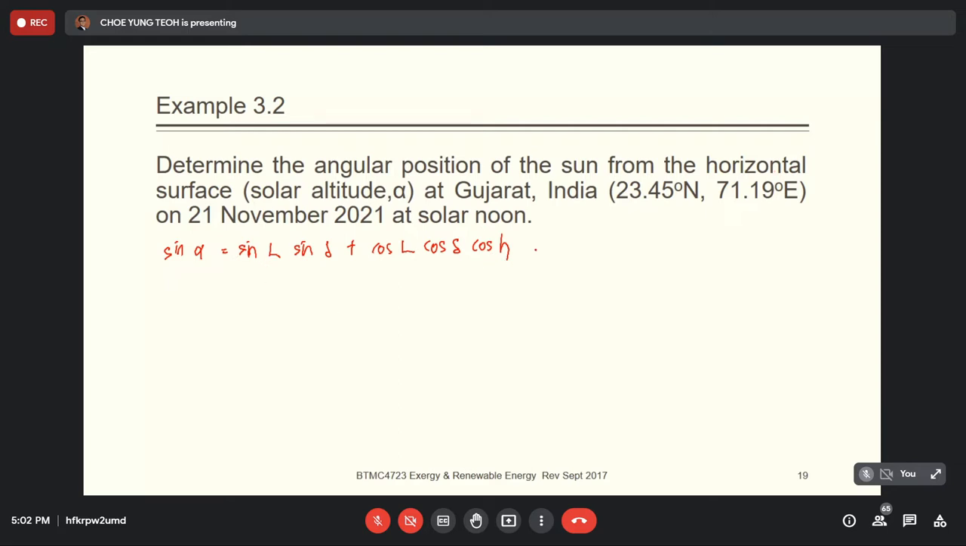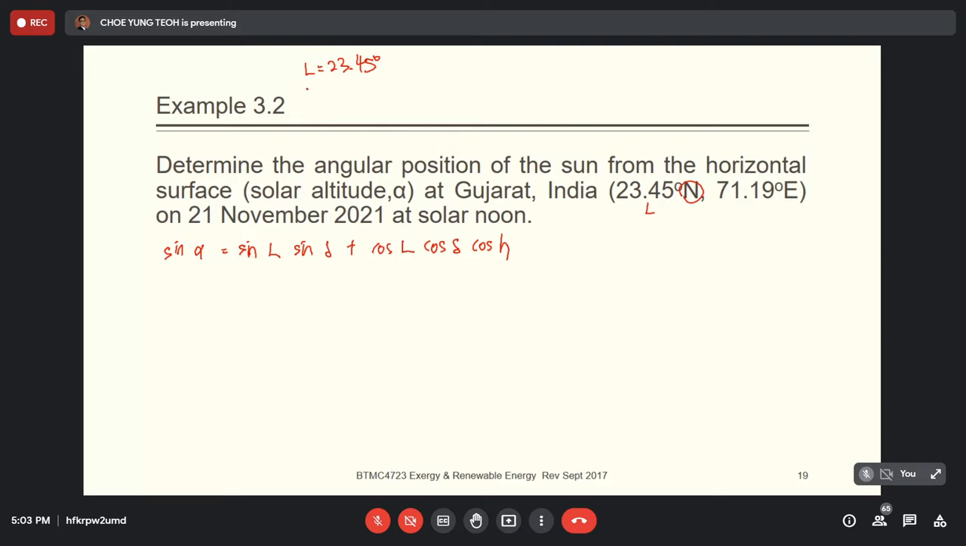Where is the L, latitude? From here, latitude definitely comes from the coordinate. But don't confuse between latitude and longitude. This one is latitude, okay? And 79 is the longitude. So we have L equal to 23.45 degrees, and this is north, so we put positive. If this were 23.45 degrees south, then we have to put a negative for this value.